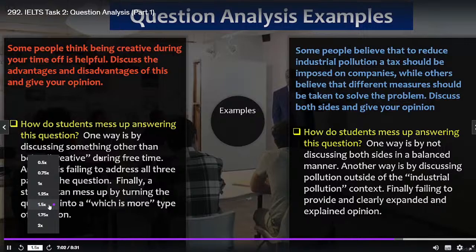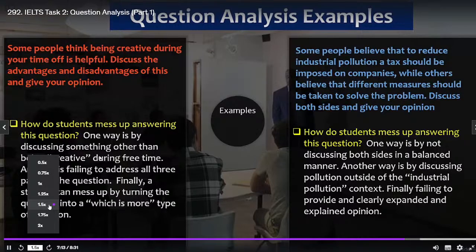Finally, how do students mess up answering the question? For our first one, one way is by discussing something other than being creative during free time. You are limited to only talking about the advantages, disadvantages, and your opinion about being creative during your free time. If you talk about any other thing, any other aspect other than being creative, you are wrong.